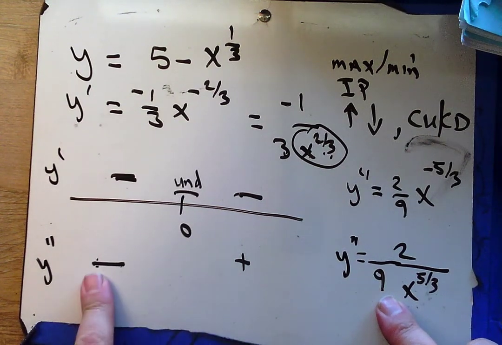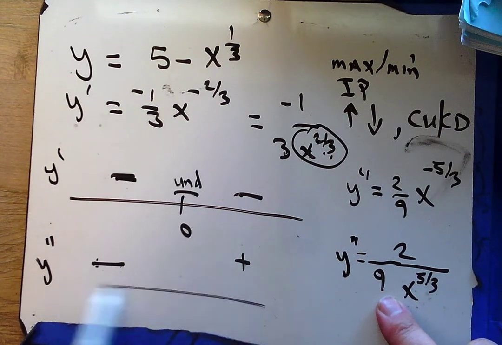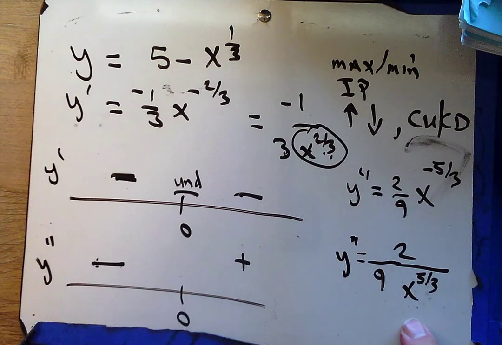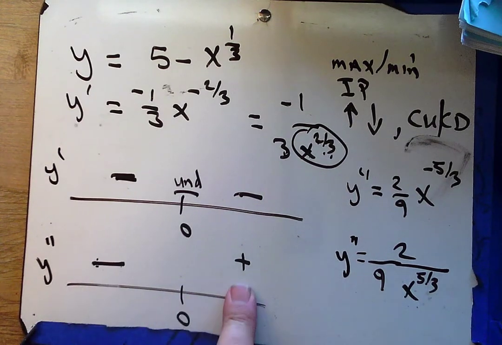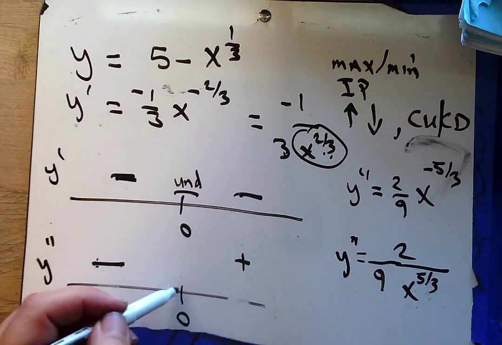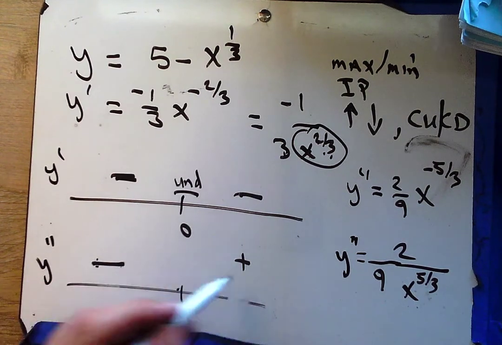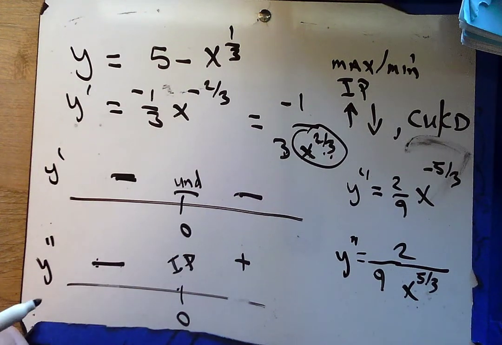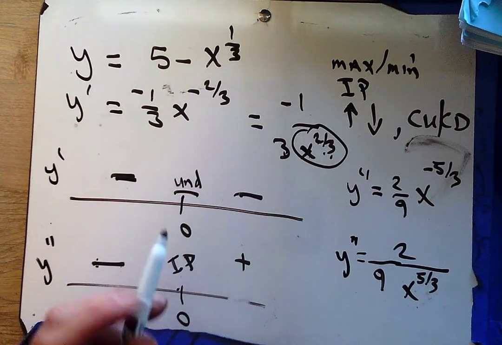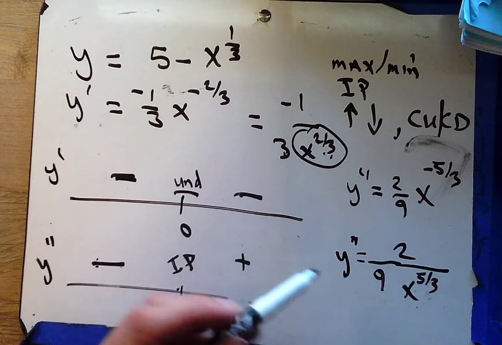So what do I see? I see a sign change that's happening at x equals 0 on y double prime. What does that sign change mean? Well, I know y is concave down, and then y is concave up. And so because y double prime changes sign at 0, I know I have an inflection point on y at 0. Now let's think about what we graphed, right?